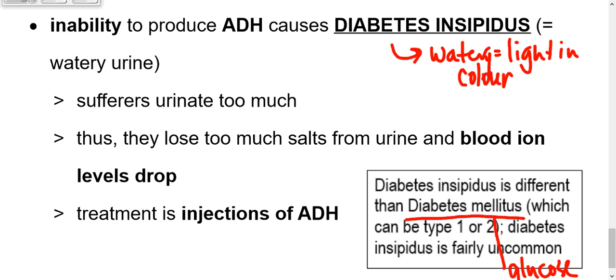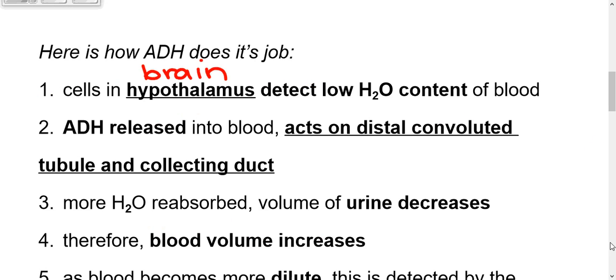Okay, so again, this little box just tells us that diabetes insipidus is different than diabetes mellitus, which is an inability to regulate our blood glucose levels.